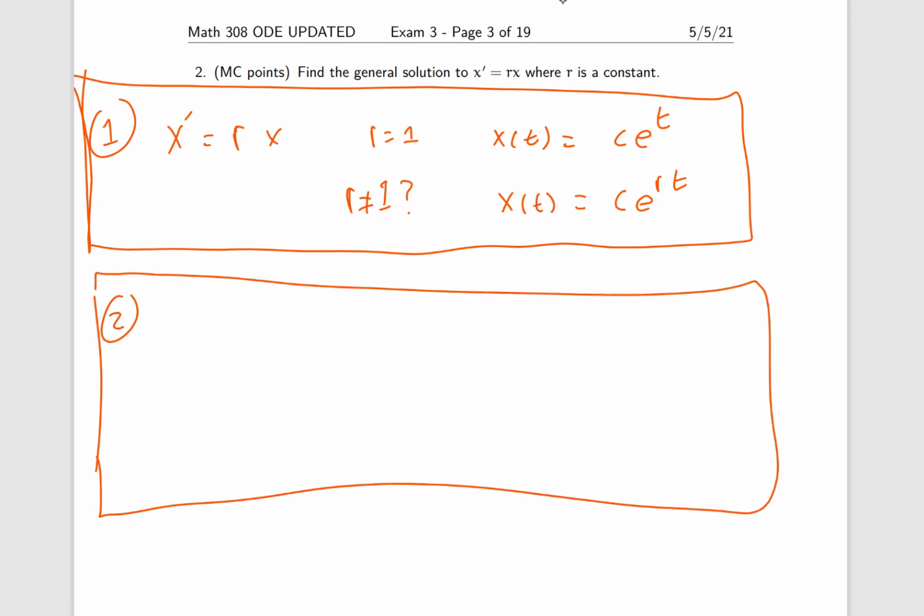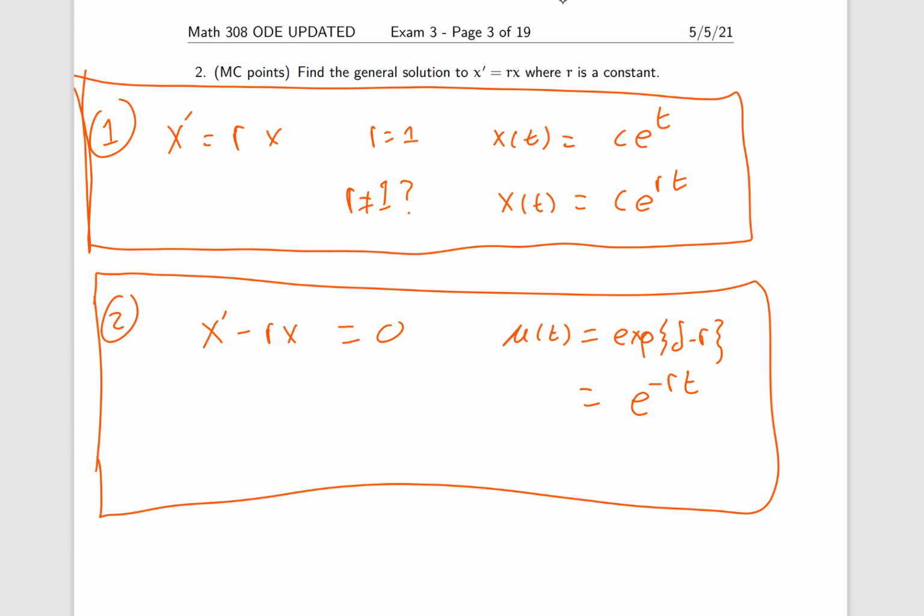Let's say you wanted to treat this as a first order linear equation, which it is. You have x prime minus rx is equal to 0. Okay, this is an integrating factor problem. Mu of t is going to be equal to e to the power of the antiderivative of p, which is minus r in this case. In this case, this is equal to e to the minus rt.